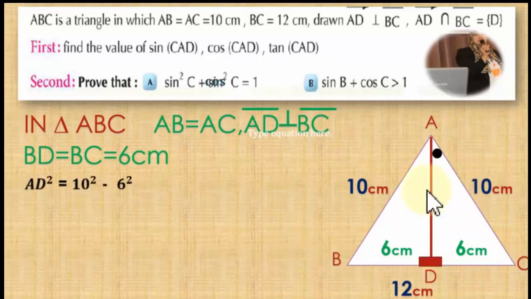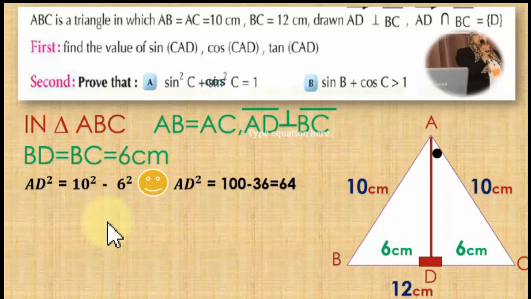Now we can calculate AD easily using Pythagoras theorem. 10 squared minus 6 squared, because 10 here is the hypotenuse and 6 is a side length. We want to get the other side length. AD power 2 equals 10 power 2 minus 6 power 2. 10 power 2 equals 100, 6 power 2 equals 36, so AD power 2 equals 64. If we want to calculate AD, we take the square root of 64. AD equals the square root of 64 equals 8 centimeter.